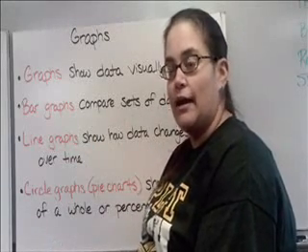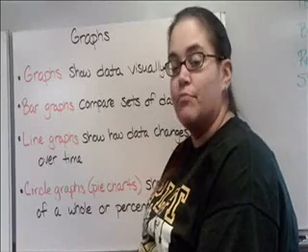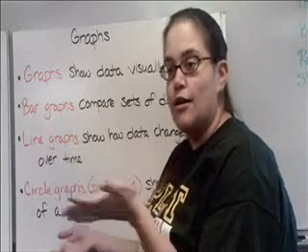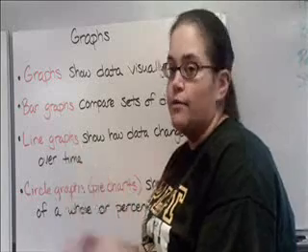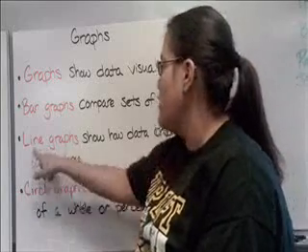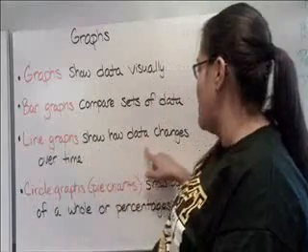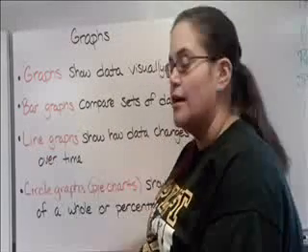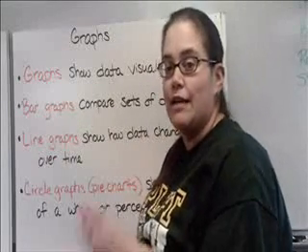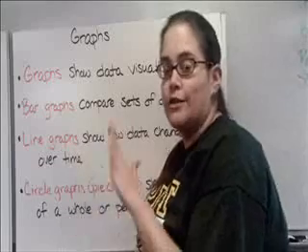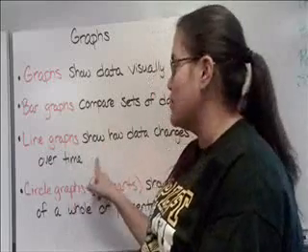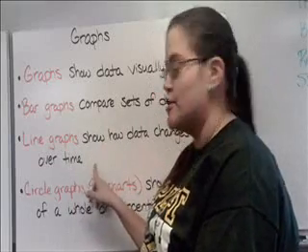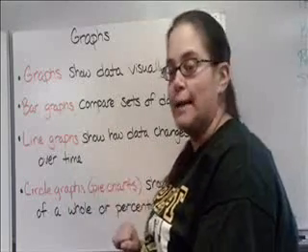So if we were comparing what brand of bleach gets your clothes whitest, Clorox or Walmart brand, you would use a bar graph. A line graph shows how data changes over time. So if you're looking at something and you take measurements on it, week 1, week 2, week 3, etc., this would be a line graph. So you're going to show how this changes over time.